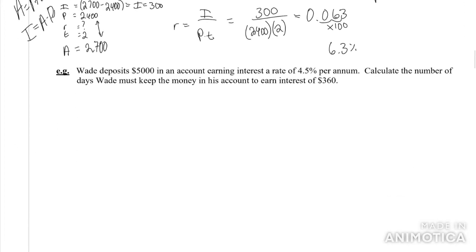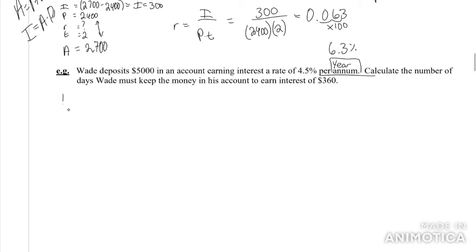All right, last one for simple interest. This is going to be a bit of a longer video, but I'll try to timestamp it so you can see. Wade deposits $5,000 in an account earning interest at a rate of 4.5% per annum. So one of the words you'll see is annum. That means year.